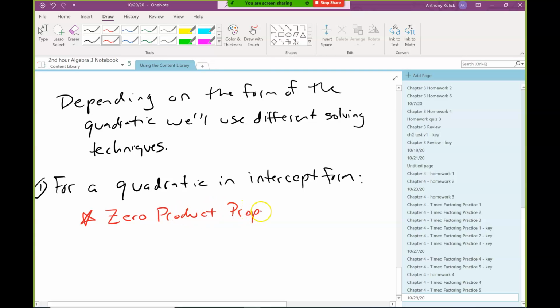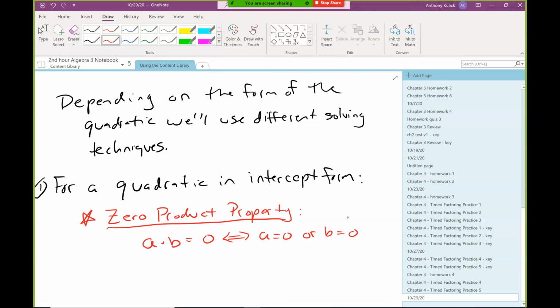What the zero product property states is if you have two things that are multiplied together and they equal 0, this is true if and only if at least one of those two things is equal to 0. Which makes sense, right? When you multiply two numbers together, the only way to get 0 is if at least one of them was 0, right?